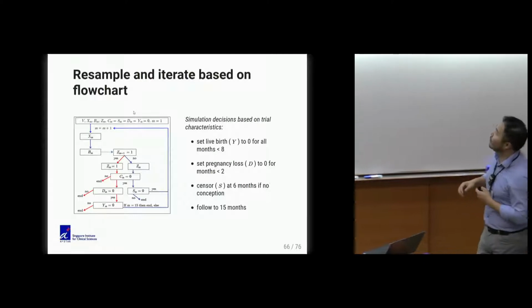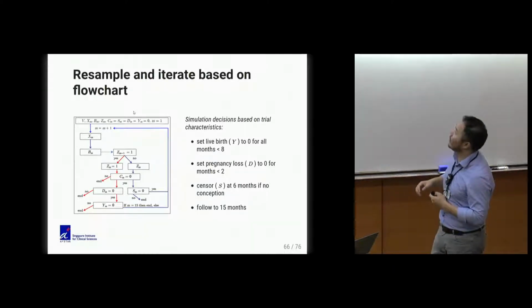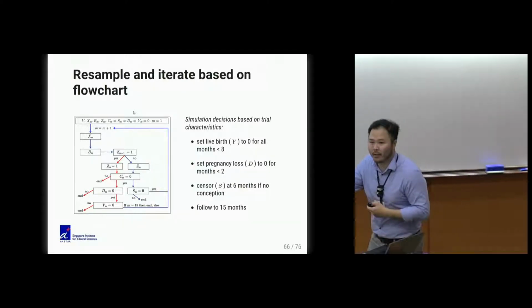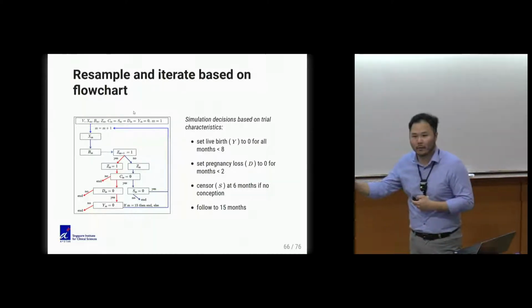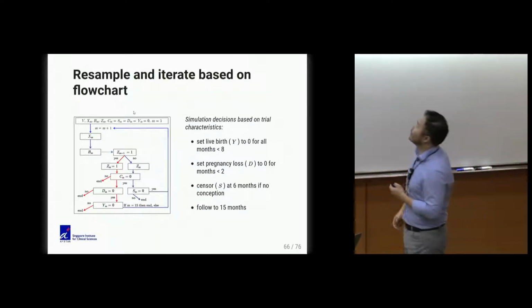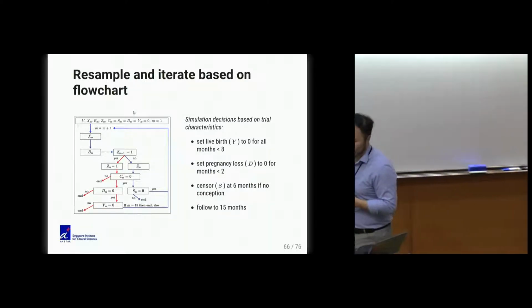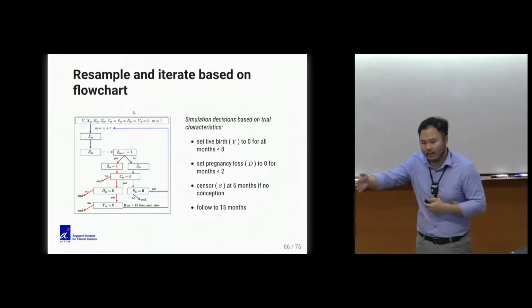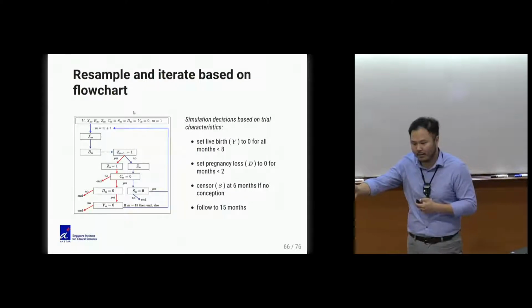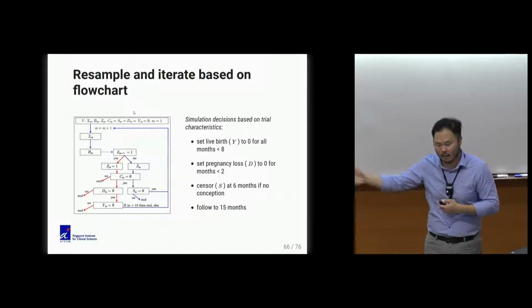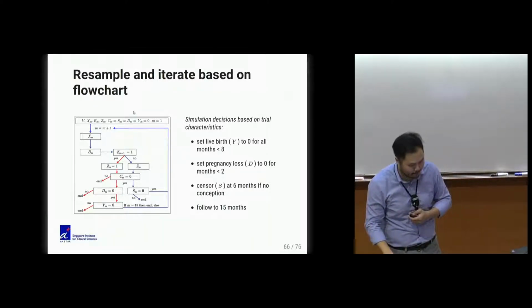Similarly, remember that you were allowed 6 cycles. So everyone who has not successfully conceived by 6 months post-randomization is censored. So you can set all of those people to censored if that occurs. And then the follow-up ends at 15 months. And that's the 6 months plus 9 months, right? So they have to conceive within the first 6 months. And then after that, follow 9 months, 15 months or thereabouts is the maximum amount of time that follow-up can happen for a live birth.